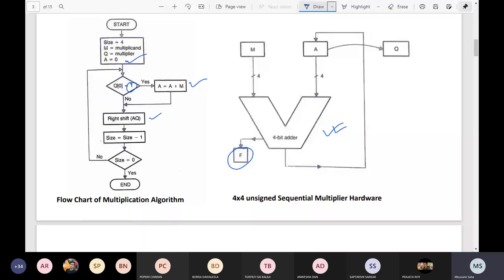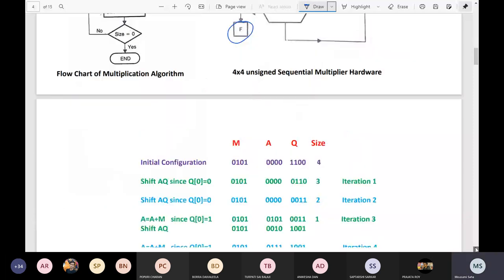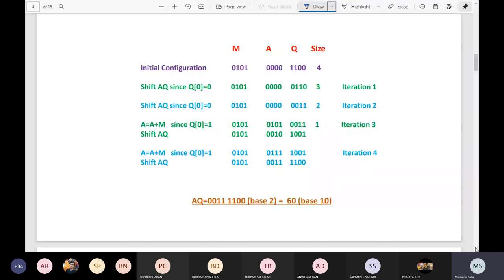Now, next, it's very easy: initialize with the values of M and Q. That means you want to do the operation 5 into 12, that is 8 plus 4. You initialize the size with 4, because you have considered 4 bits. Now, first you check the bit Q0. Based on that, you do the operation. Because it is a zero, only the shift operation you will do. And if you have a one, then at that moment you will add, and at the same time you will shift. Okay, so these are the two operations.